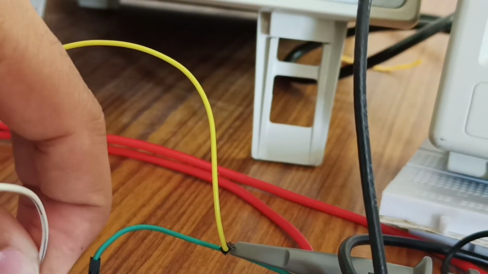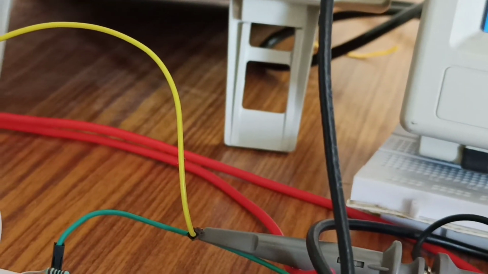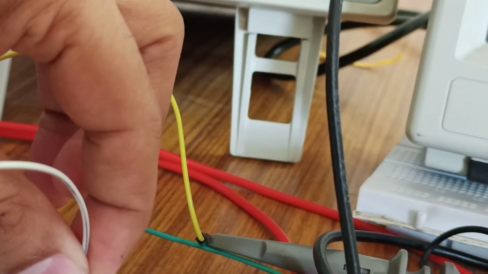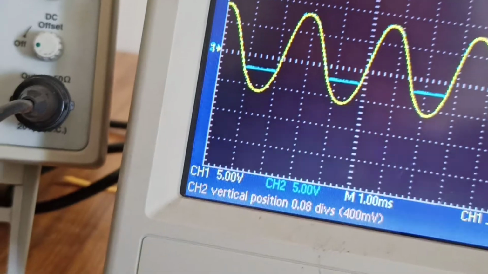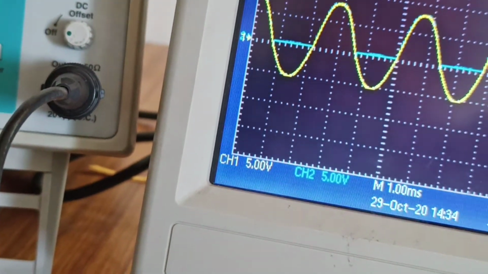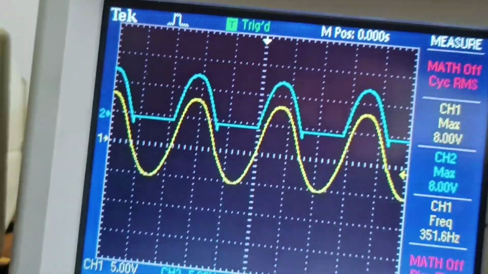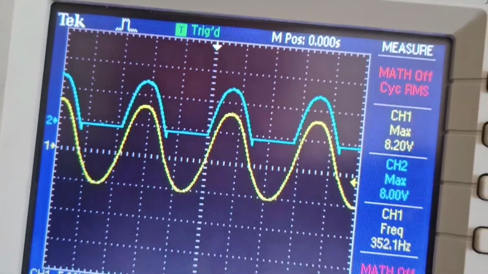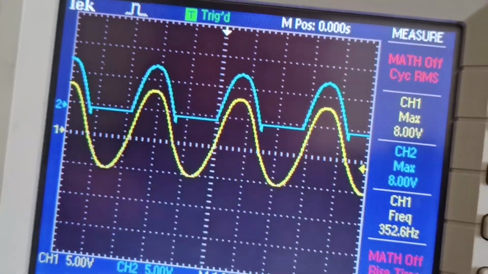If you see, the clipping has been done. Here, the clipping of the circuit has been done. Now if you go to the reference, half of the value has been clipped. So this was all about your clipping circuit with the help of an op amp.